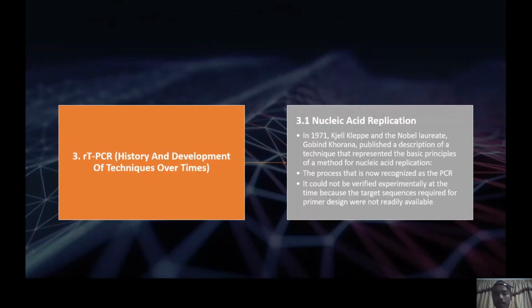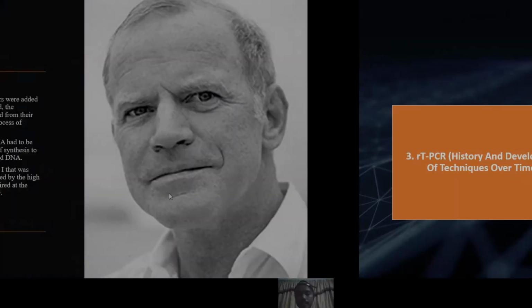For RT-PCR history and development, first was the discovery of nucleic acid replication. In 1971, Kleppe and Nobel laureate Khorana published a description of a technique that represents the basic principle of a method for nucleic acid replication, the process that is now recognized as PCR. It could not be verified experimentally at the time because the target sequences required primers, which were not yet discovered.